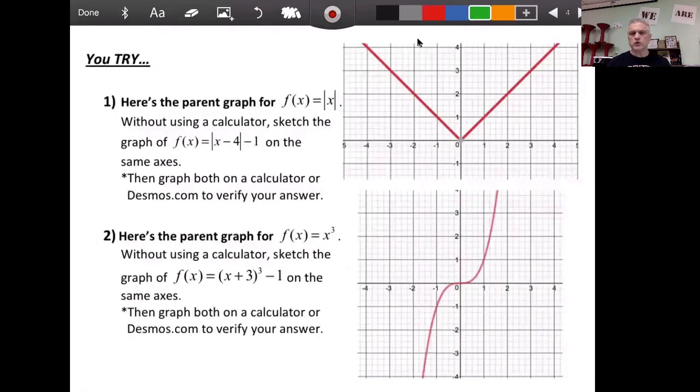So I would encourage you to hit the pause button and try these. As it says in number one, without using a calculator, sketch the graph of the absolute value of x minus 4, minus 1, on the same axis, because we're giving you the parent function. Hopefully you can see what that -4 and that -1 do, and then you can accurately graph it from there. Then graph both of those on Desmos, or if you've got your graphing calculator, graph it there on the TI-84. Then you can verify that your written graph matches the calculator graph. So pause it now.